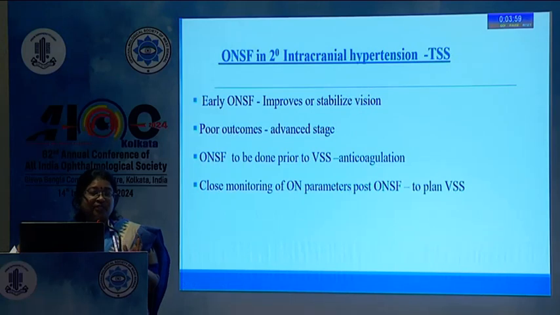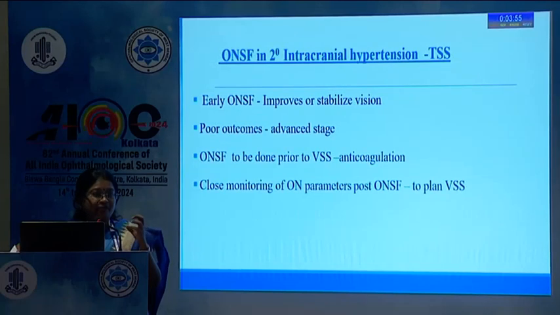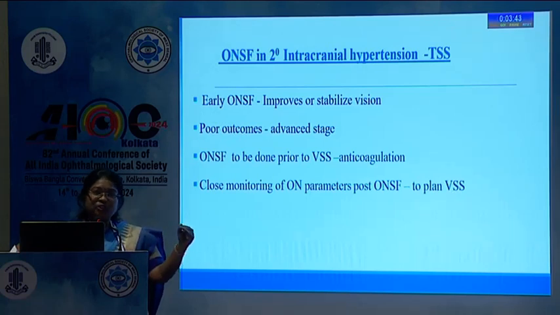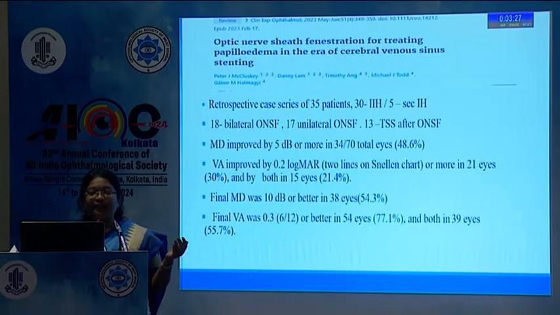And sheath fenestration in the setup of a secondary atypical IIH, that's where we have the glitch. The patient is having a transverse sinus stenosis. So here an early ONSF will improve and stabilize the vision, because once you let the patient go to the neurology wing, he's going to go to the interventional neurology guy and he's going to stent him. If they stent, he's going to put him on anticoagulants and that's it. So once they have done it, you are not going to do the sheath fenestration that easily. So fenestrate the patient prior to a venous sinus stenting. That makes the key in secondary atypical IIH.